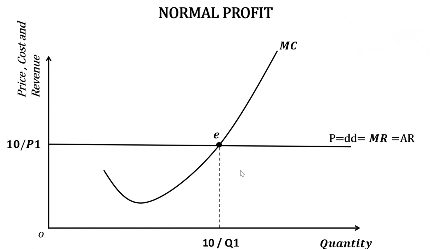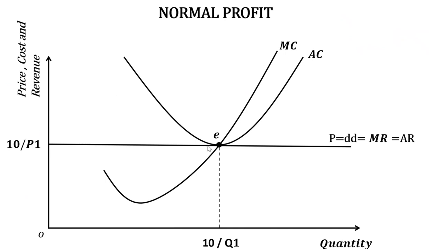And that also indicates the equilibrium quantity, which is 10 or Q1, and the equilibrium price, which is 10 or P1. Now let's draw the average cost curve. The average cost curve, known as the short-term average cost curve, slopes downward and then upwards again. What is important for you to know here is the position of the average cost curve.